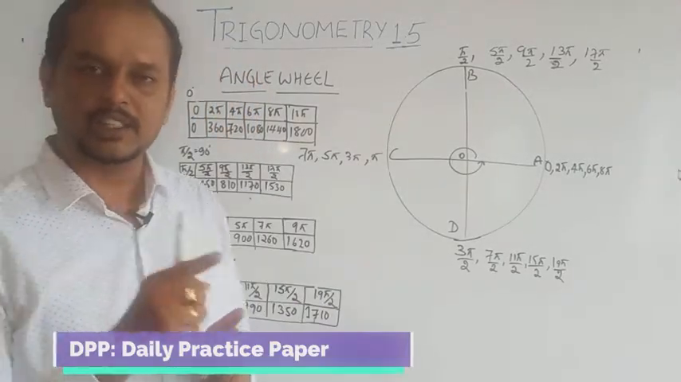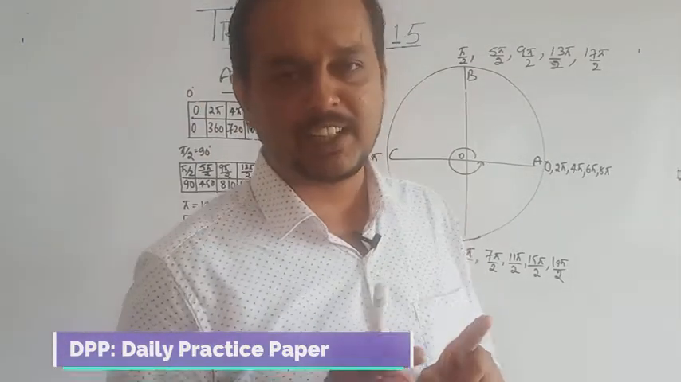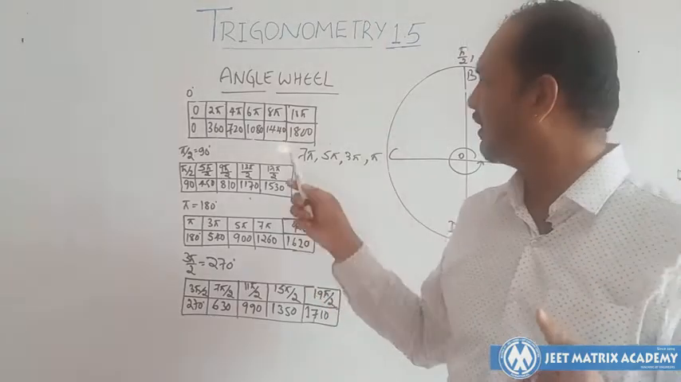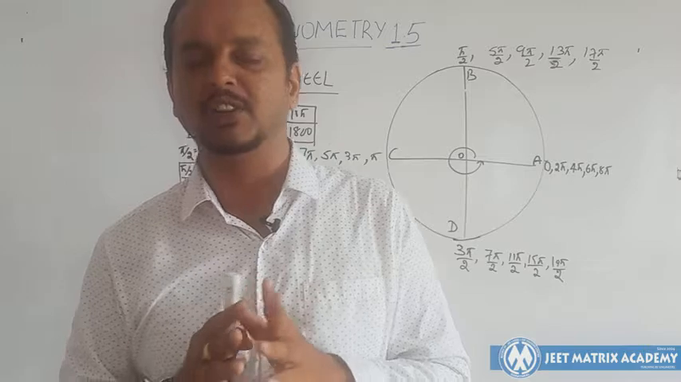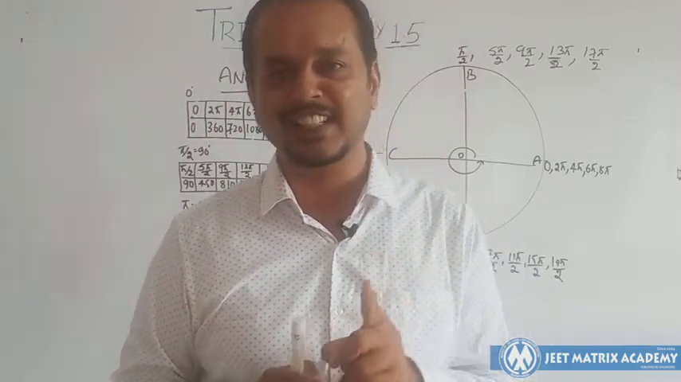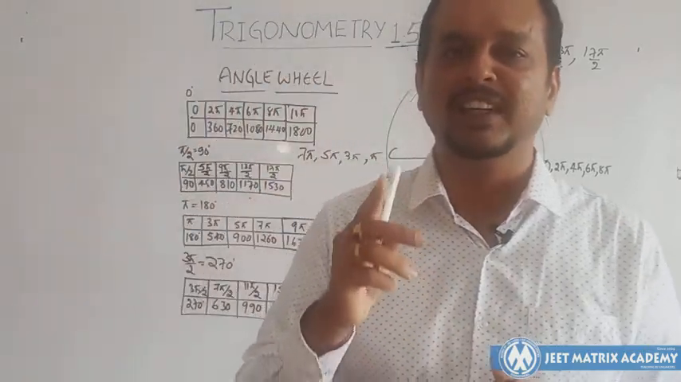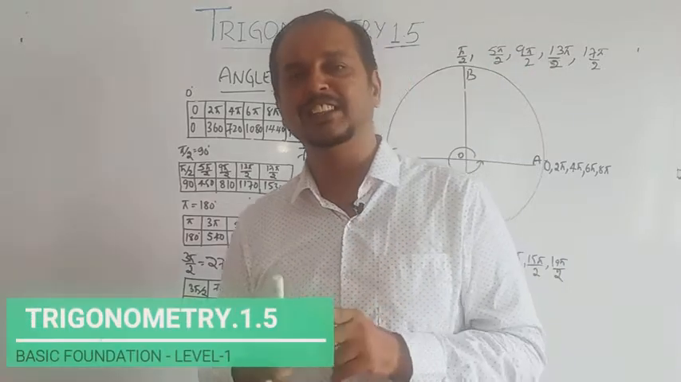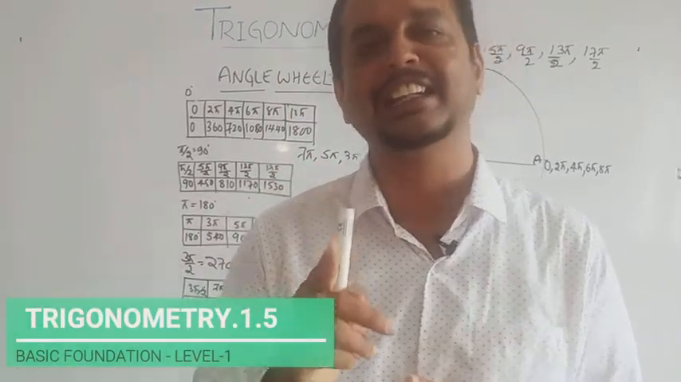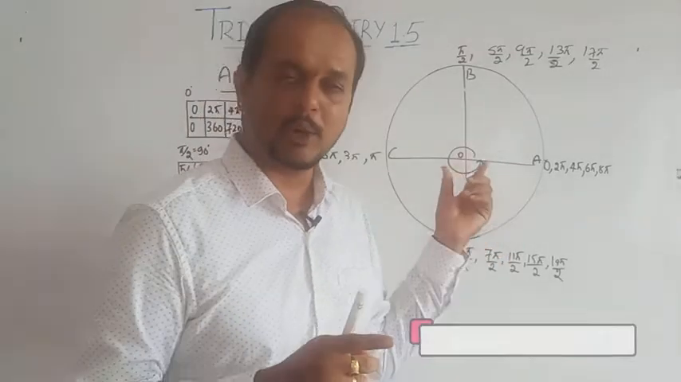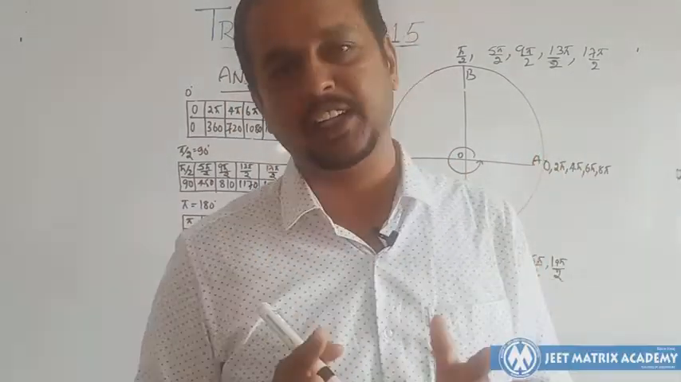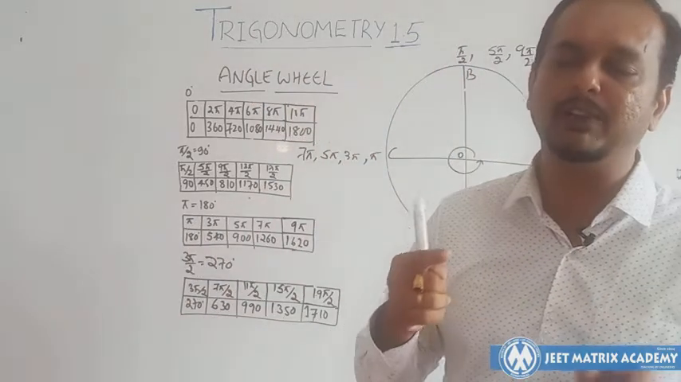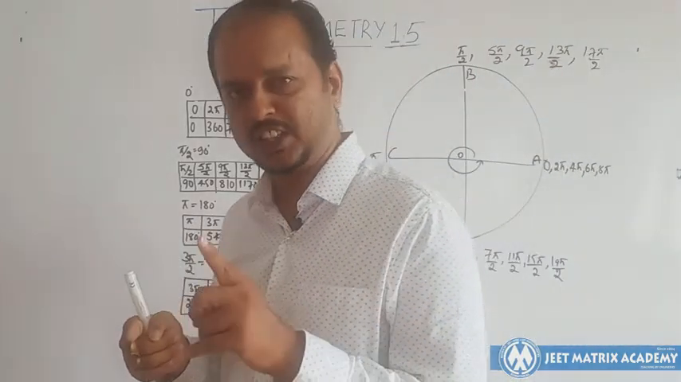Again I will tell you: 0, 360, 720, 1080, 1440 and 1800. So if someone asks about 400, that means one complete revolution of 360 degrees, then plus something.